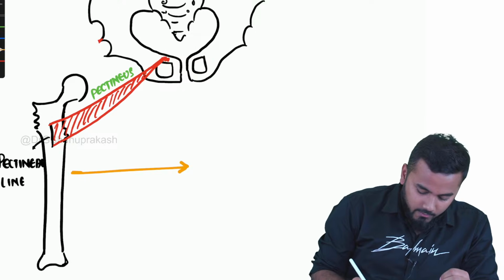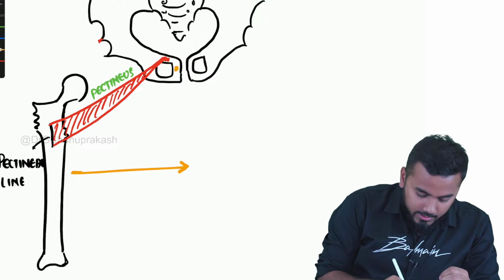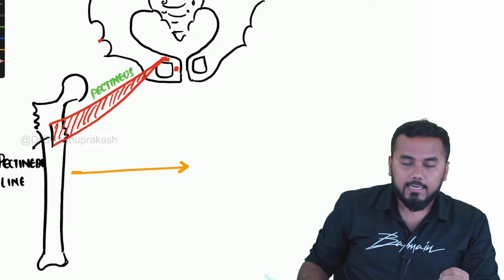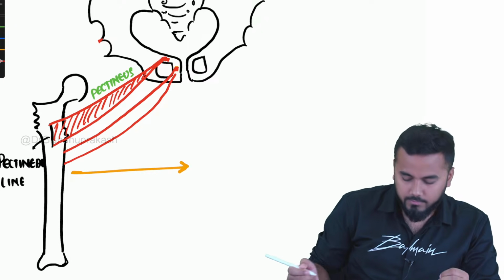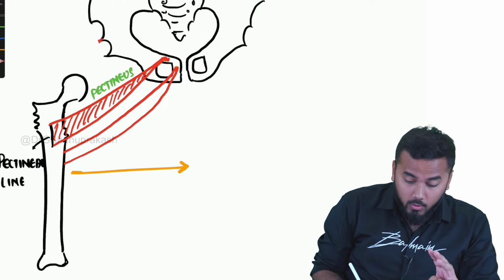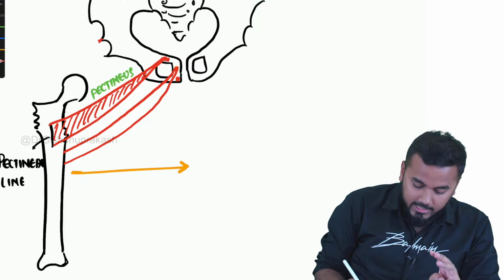Now look here one by one. From the middle rami here, there is another adductor that comes all the way like this. Okay. Now just below that, from here, there is another adductor.